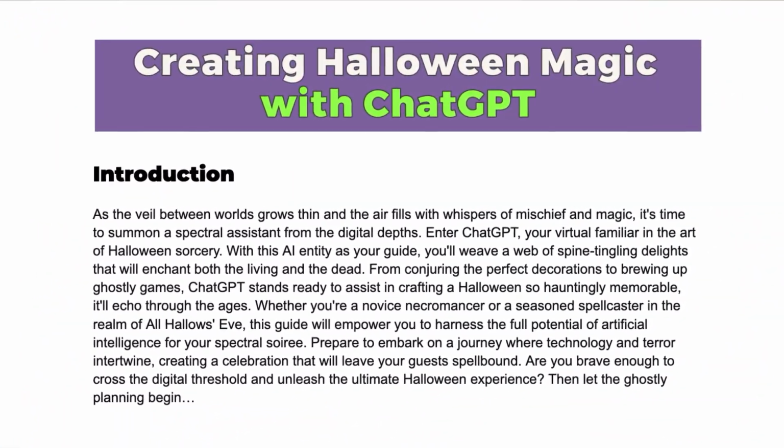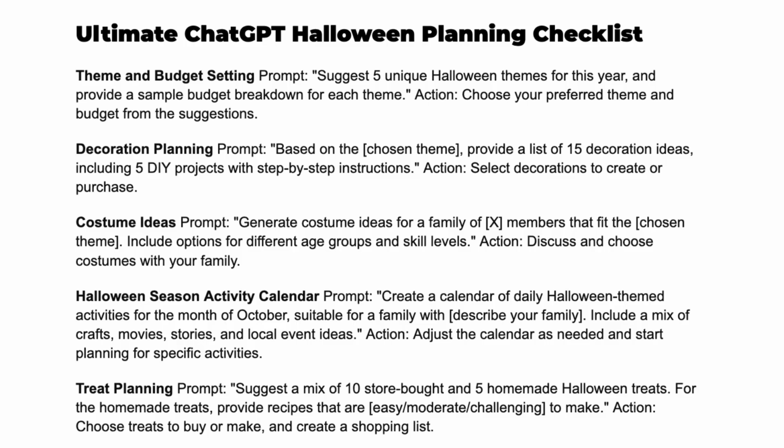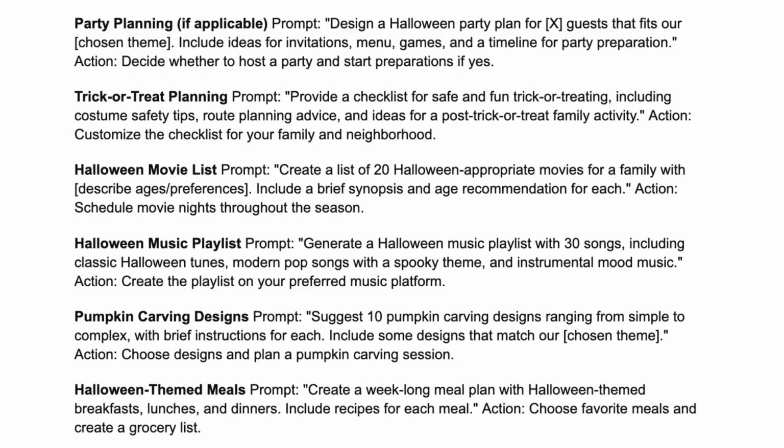And now I want to jump into the cheat sheet for the ultimate Halloween planning checklist. You can start with just asking it all about a theme and budget, suggesting a few different ideas there, and then based on that, what decorations should you use, what costume ideas for you and your family, what are some activities? Can you put together a whole activity calendar using ChatGPT in one prompt? Treat planning, especially if you want that to plug into your theme. Party planning, we went through a lot of things that could plug into the party planning. Trick or treat planning if you're going out there with the kids.